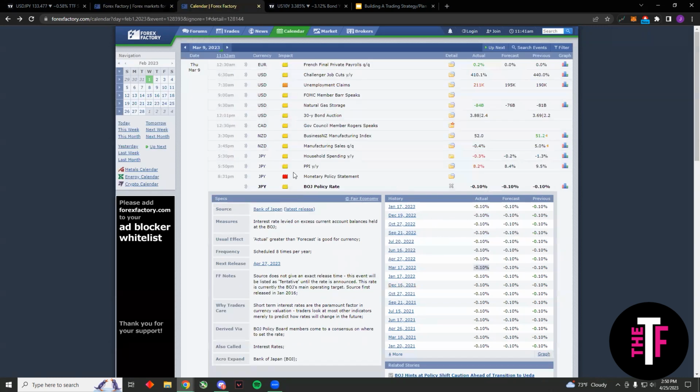And then switching over to the BOJ policy rate, which is the Bank of Japan, as you could see from 2022, it was negative 0.1. You're basically getting paid to borrow money in Japan at this point. And it stayed the same. So it was getting weak compared to these people.